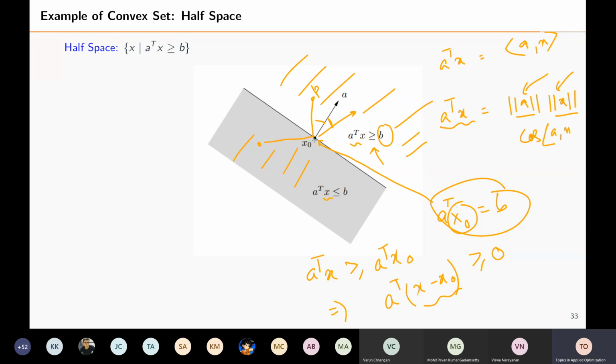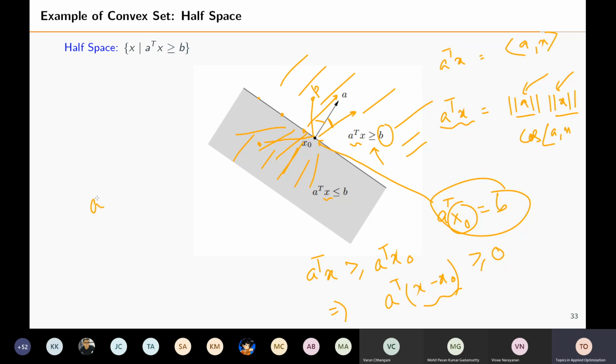So imagine that x naught is the point where we have A transpose x naught exactly equal to B. Actually, x naught could be any of these points, but it doesn't matter because the normal is always like this, and any vector pointing in your plane is characterized by this point and the angle it is making with A.